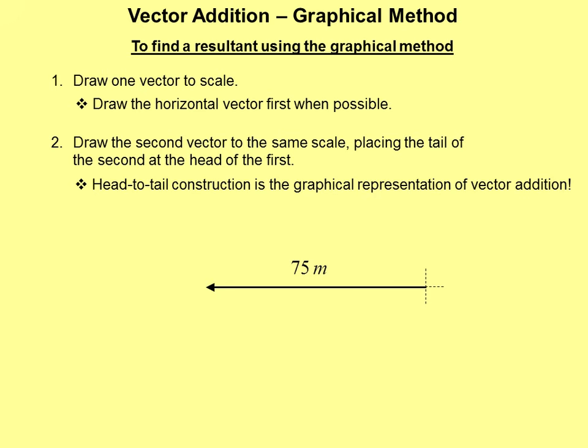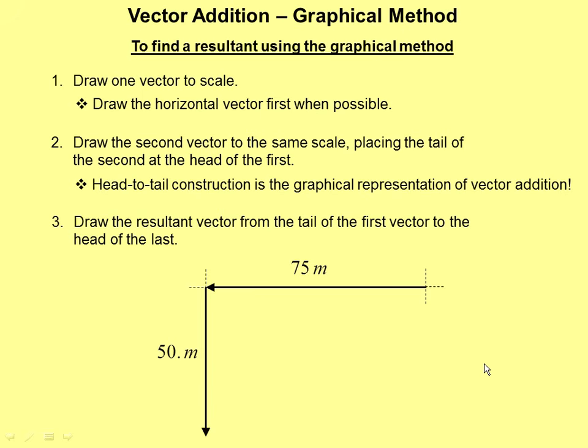I mean, you could do it with 1-dimensional. You went 75 west, and then you go another 50 west. You'd end up 125 west from where you started. But in 2 dimensions, it's really important to draw them head to tail. And then the last one, we drew the resultant vector. And we didn't just draw it anywhere. We drew it from the tail of the first vector to the head of the last.